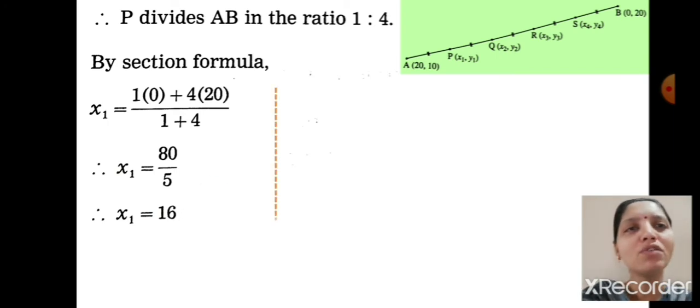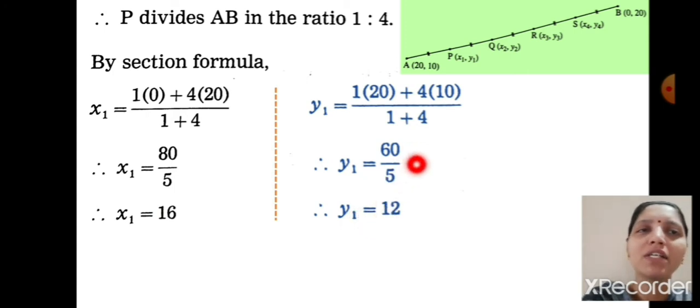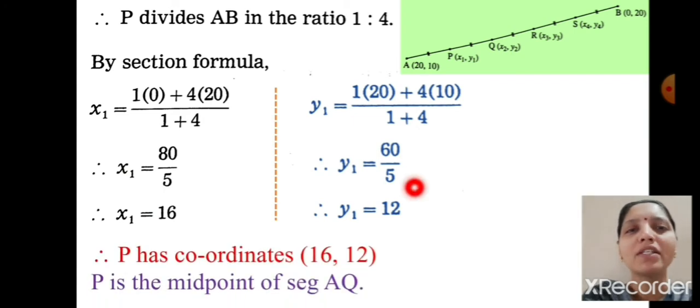Now let's find the y coordinate. y1 is equal to 1 into 20 plus 4 into 10 upon 1 plus 4. So 1 into 20 is 20 plus 4 into 10 is 40. So 20 plus 40 is 60 upon 5, that is equal to 12, because 5 12s are 60. So you got the value of the y coordinate. So y1 is equal to 12. Therefore P has coordinates (16, 12).